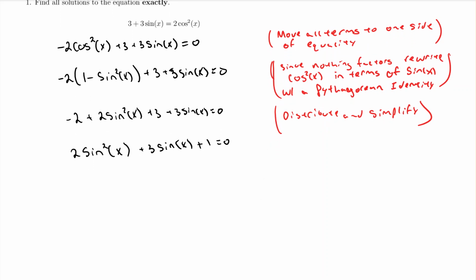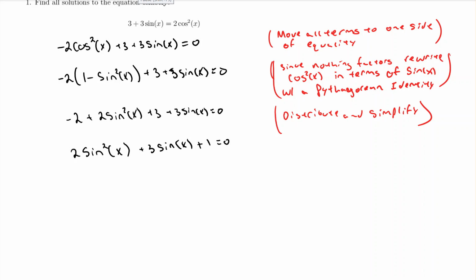So it's not uncommon that you'll get these problems from your teacher. It'll look like something squared plus something plus something. So it kind of looks like a quadratic. If I were to replace sine with a, this would be 2a squared plus 3a plus 1 is equal to 0. And you're used to factoring quadratics. The only difference is you have signs here. So we're going to factor just like it's quadratic.